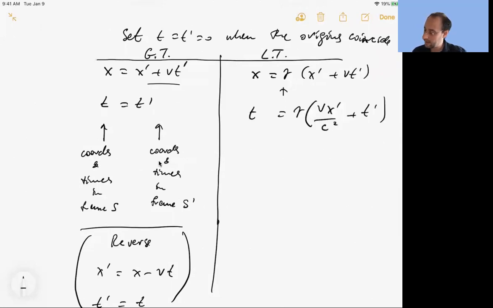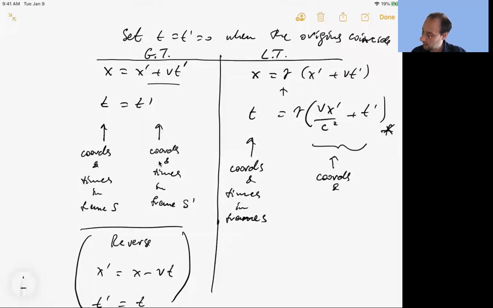Okay, so this is a big deal. And again, this relates coordinates and times in S to coordinates and times in S prime.